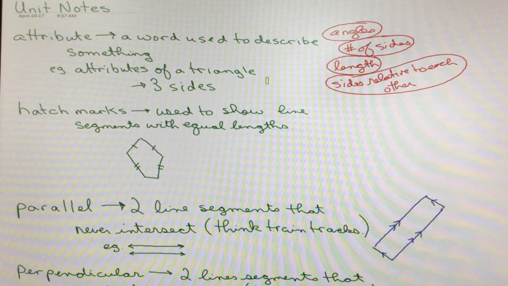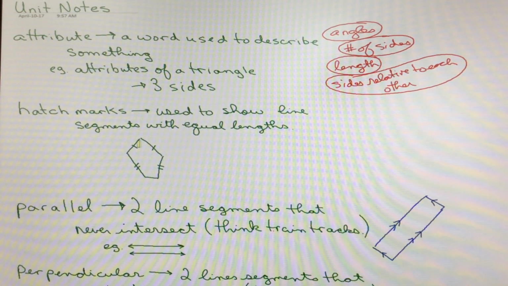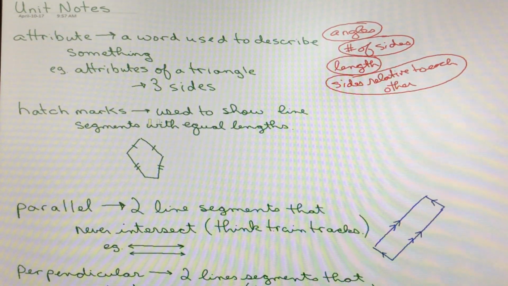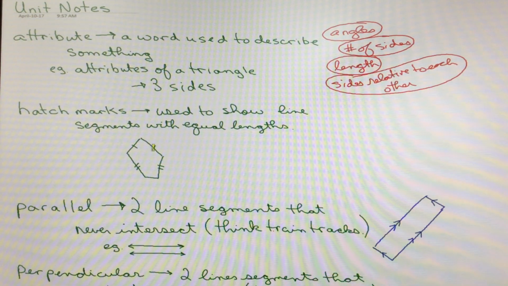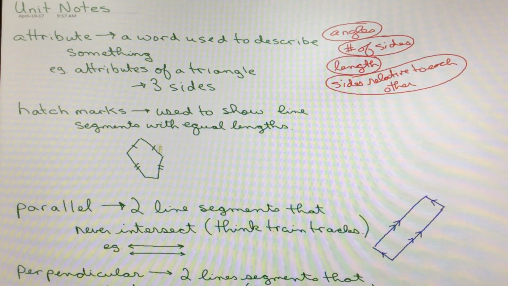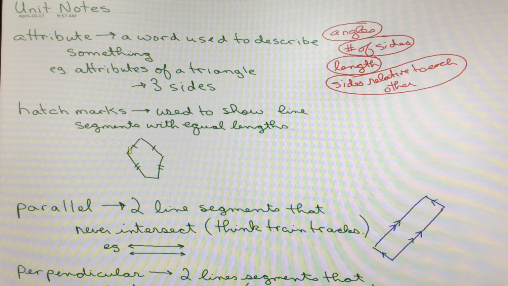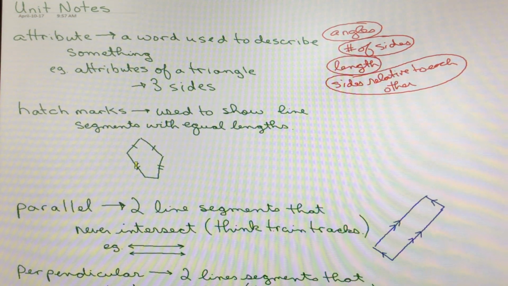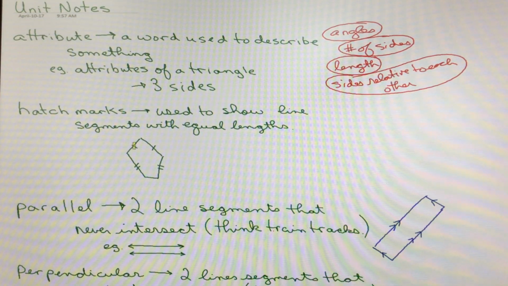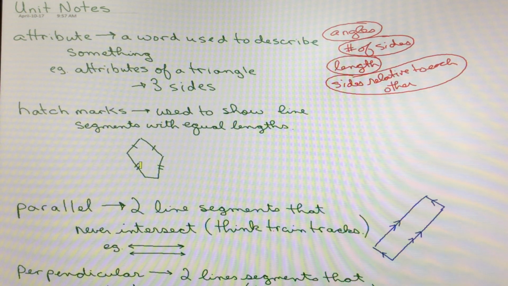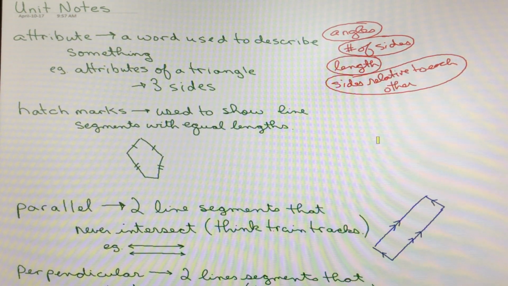Secondly, we have hatch marks. Hatch marks are these little marks right here that are used to show line segments with equal lengths. So in this very poorly drawn shape, if I see a hatch mark here and a hatch mark here, I know that those two lines are the same length. And then here we have two hatch marks and two hatch marks. We would know that these two lines are the same length. So the ones that have the one hatch mark are the same length. The ones that have the two hatch marks are the same length.